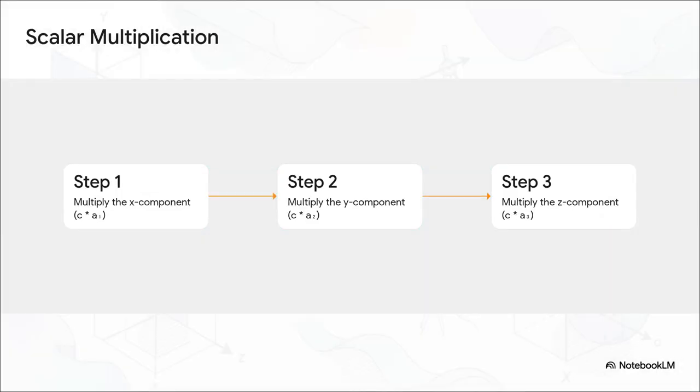Next in our toolkit is scalar multiplication. This is what we do when we want to make a vector longer or shorter, stretch it or shrink it without changing its direction. You just take a regular number, which we call a scalar, that's our c right here, and you multiply it into every single component of the vector. So that c gets distributed to the x, the y, and the z.